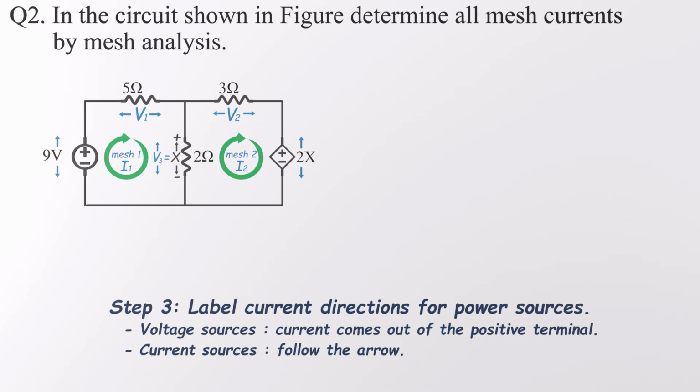Now it's time to label the current directions for the power sources. For voltage sources, current always flows out from the positive terminal. And just for reference, if we had current sources, we'd simply follow the direction of the arrow. But in this circuit, we're only dealing with voltage sources, so I've labeled the currents flowing outward from their positive sides. Simple, clear, and ready for the next step.